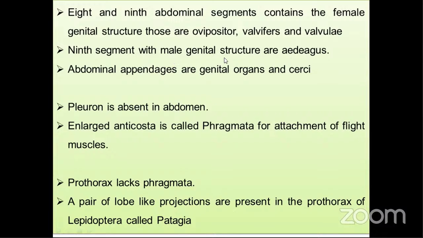So that is the ninth segment in females. In males, on the ninth abdominal segment, the median intromittent organ we call the aedeagus, and the lateral organs we call the paramere.